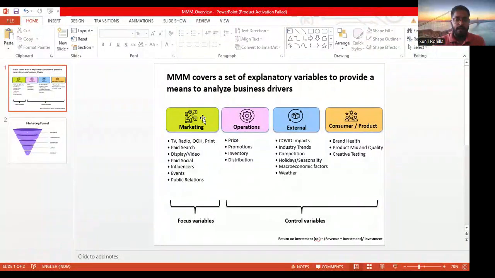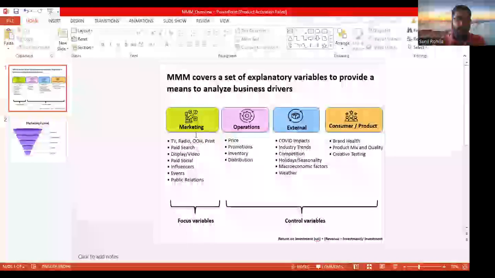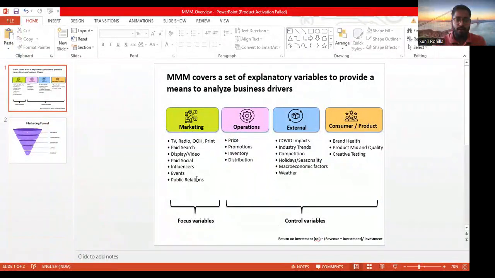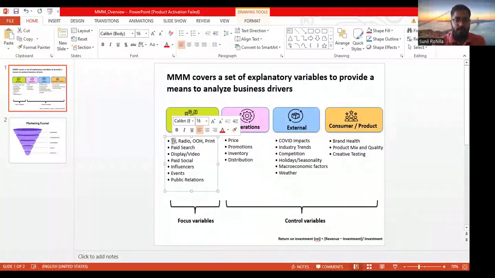So starting with the marketing variables, what marketing means is that, as we have already discussed, companies promote their product by doing advertisement, and they use various channels to advertise their product, right? So within this bucket of marketing, all the feasible channels that a company can use to promote their product are present here. So yeah, first is TV.